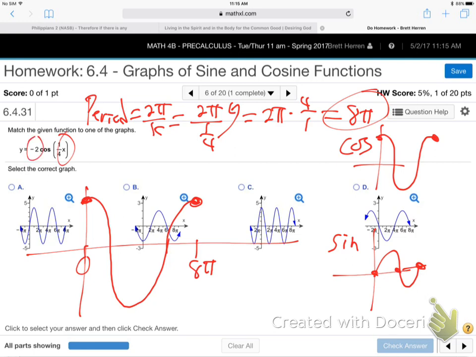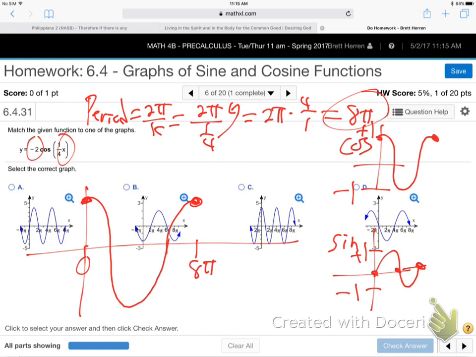What about that -2 in the front? What's that going to do? The normal cosine goes from -1 to +1, just like sine also goes from -1 to +1. So the normal sine and cosine without anything in the front just goes from -1 to +1. But what does it do when you throw a number in the front?